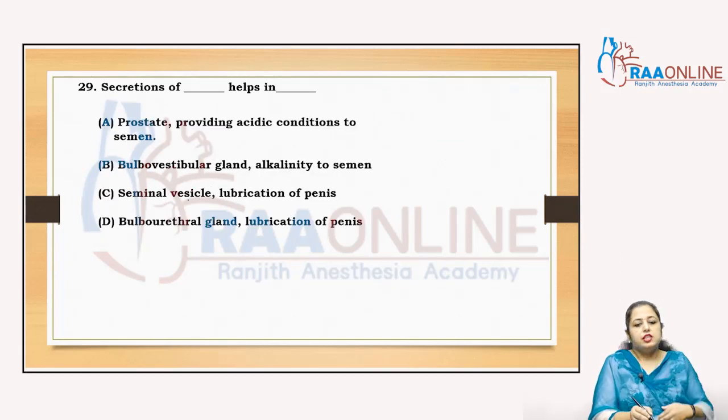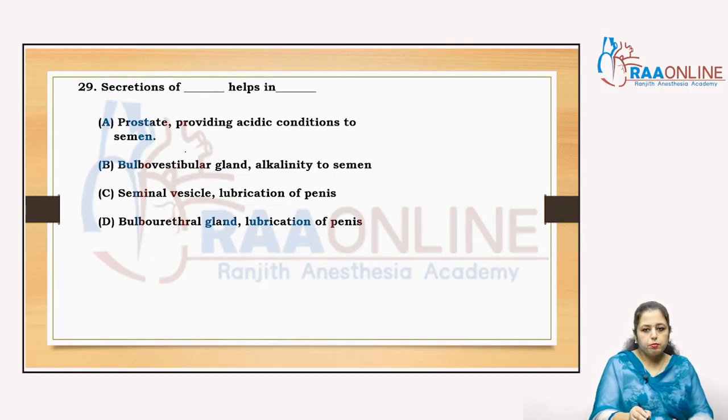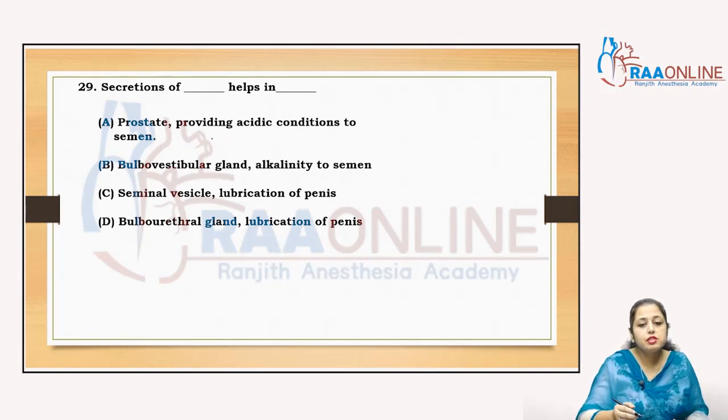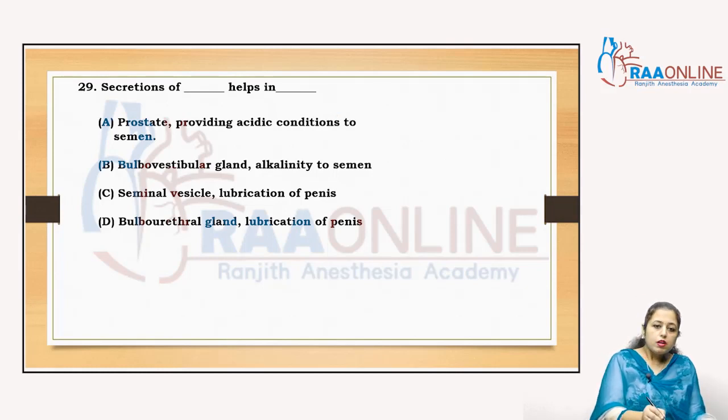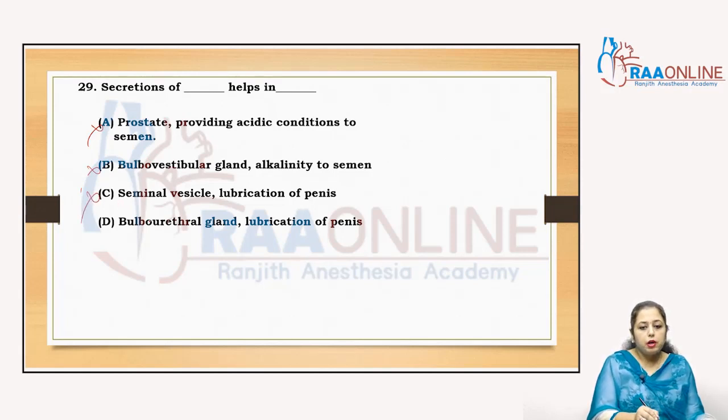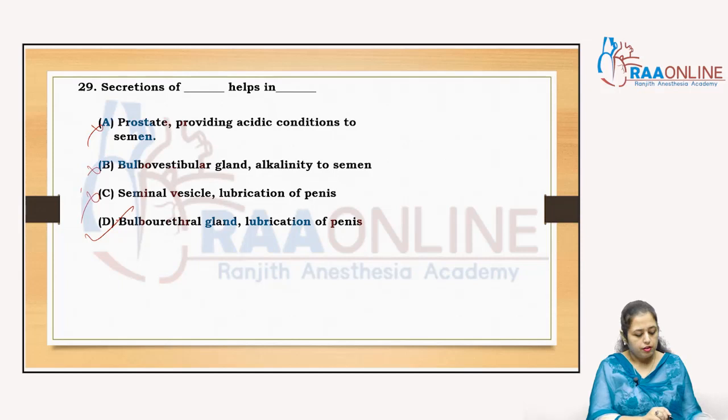Now come to the question: secretions of dash help in dash. Secretions of prostate gland providing acidic conditions to the semen? No, right? It reduces the acidity, even of the female vaginal tract, right? So that is wrong. Clear? Bulbovestibular gland and alkalinity to semen, bulbovestibular gland is not there. Seminal vesicle and lubrication of penis? No, it is not. Bulbourethral gland, which helps in the lubrication of penis? Yes, so the answer is D, right?